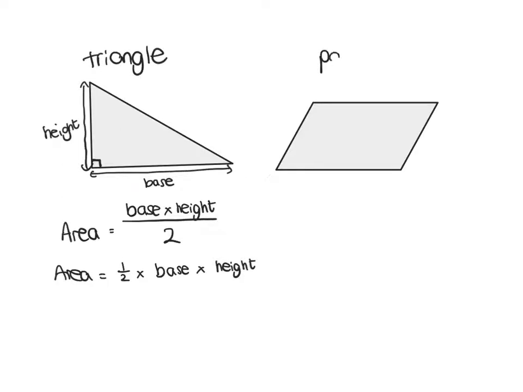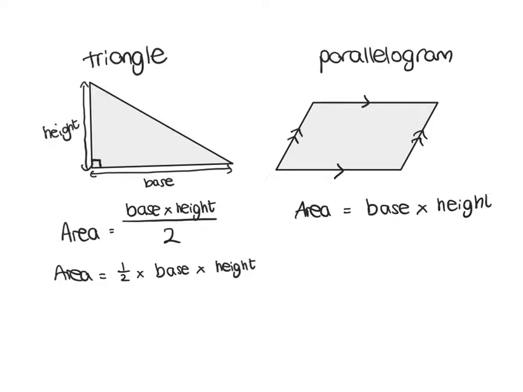Right, next shape we're going to look at is a parallelogram. This is a shape that has 2 sets of parallel lines, and the angles aren't right angles. So it's a bit like a rectangle that's been pushed sideways. And if it's a rectangle pushed sideways, it's got the same formula for area as a rectangle. The area is simply the base times the height.